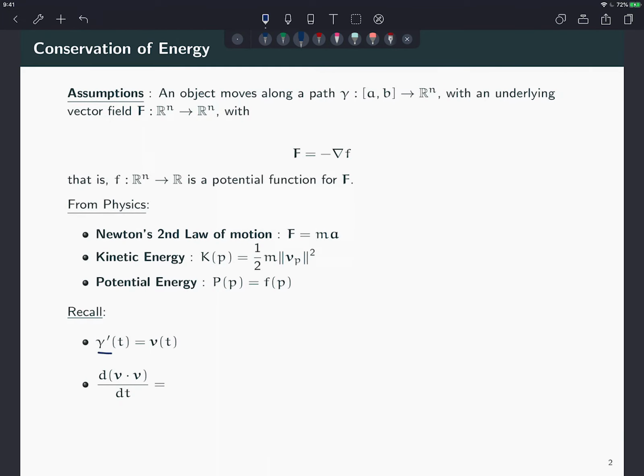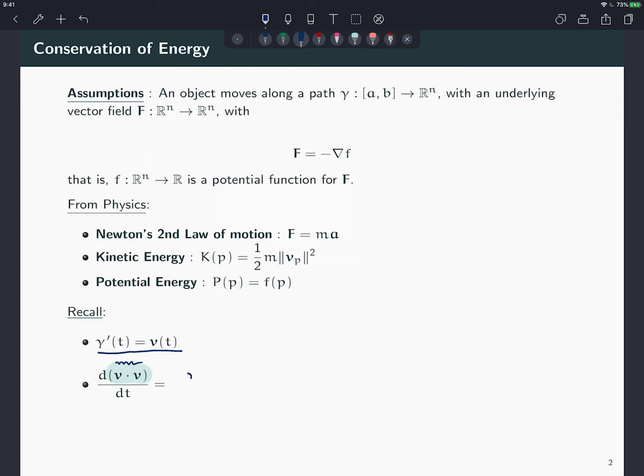I already said that the derivative of gamma is the velocity vector. But also something we're going to use is this property of the dot product: when you take the derivative of a dot product of vector functions, in this case the velocity, then the derivative obeys the product rule.